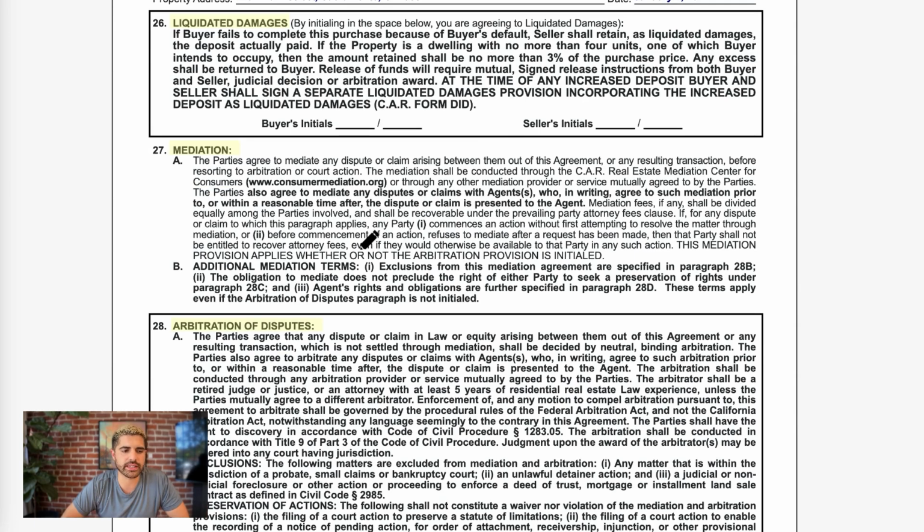Liquidated damages is if you fail as the buyer to complete the purchase, then that is when the seller has a right to keep your deposit if you've removed all of your contingencies. So this is just saying they would have a right to those liquidated damages.